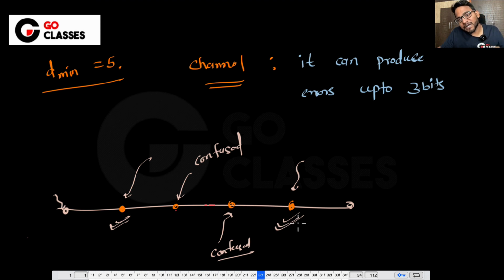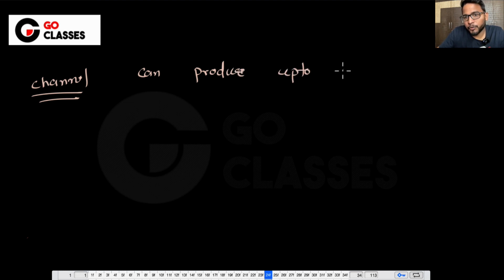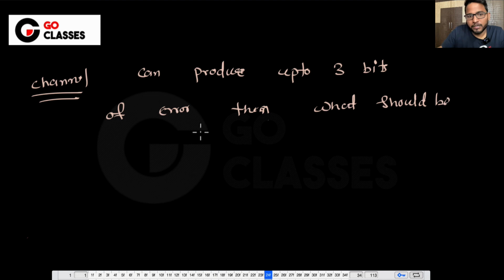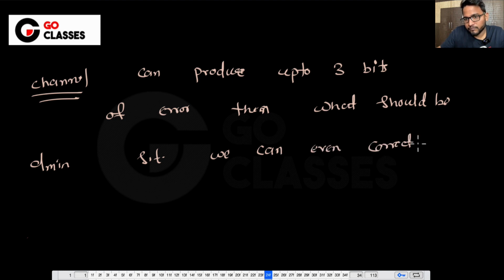So if the channel can produce 3 bits of error, then this minimum distance of 5 is not enough. Now let's question it: if the channel can produce up to 3 bits of error, then what should be the minimum Hamming distance d minimum, such that we can even correct the error? Suppose this is my question.